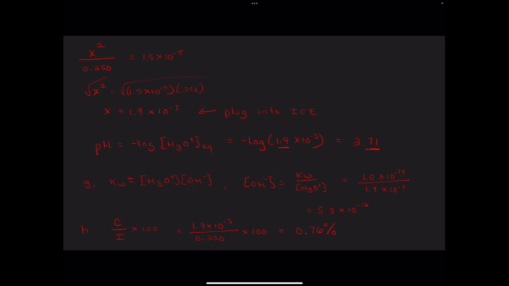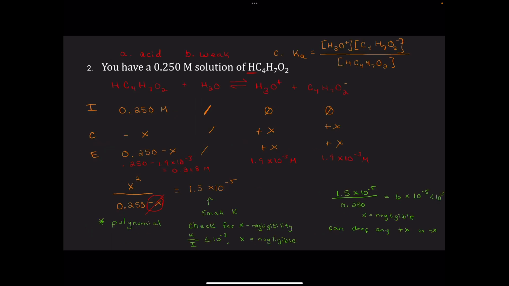In terms of my pH, my substance was an acid, so we should have an acidic pH. Going back to my concentrations, in reference to K, I have small amounts of product. They're on the scale of 10 to the negative third, and I have mostly reactant left over. We've used very little of our reactant. So our answers make sense. When they don't make sense, that's our clue to go back and check our math.